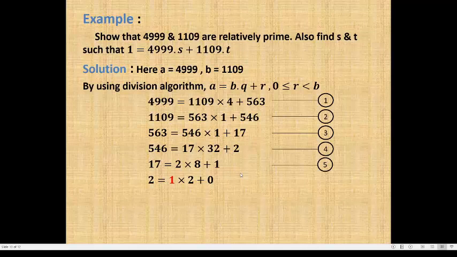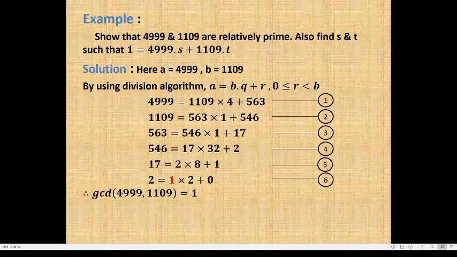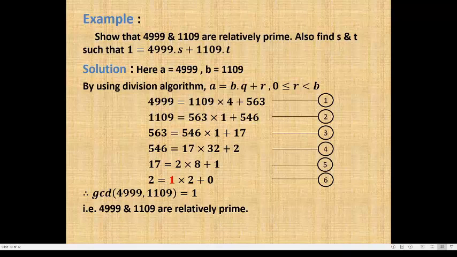So therefore, the GCD of 4999 and 1109 is 1. That is, these two numbers are relatively prime. Okay. Now observe the equation number 5. We want to express this GCD in the form of a linear combination. That means here we want to find S and T.